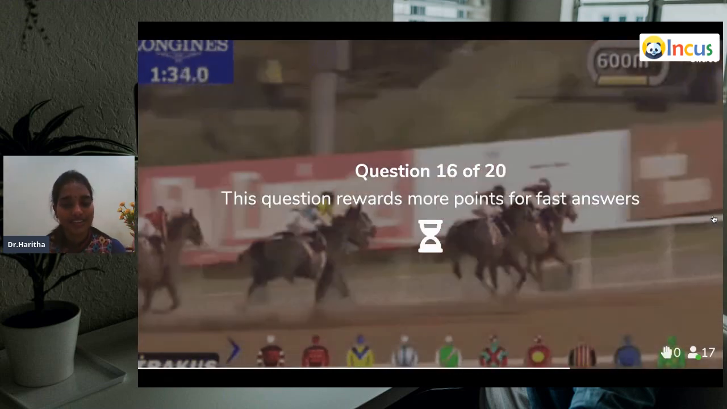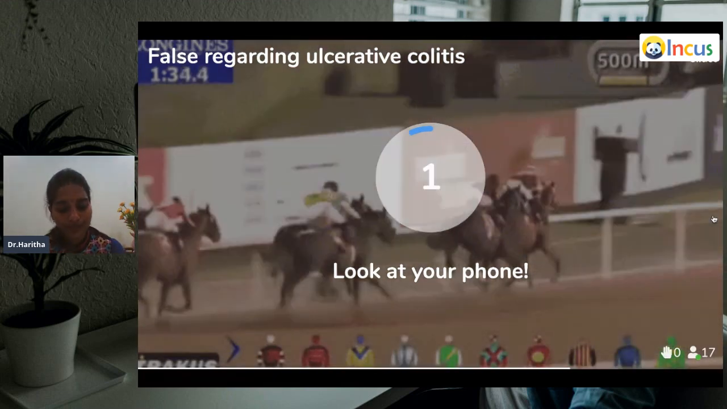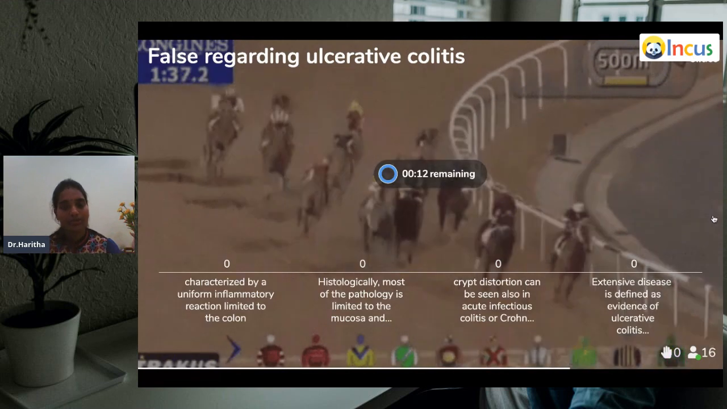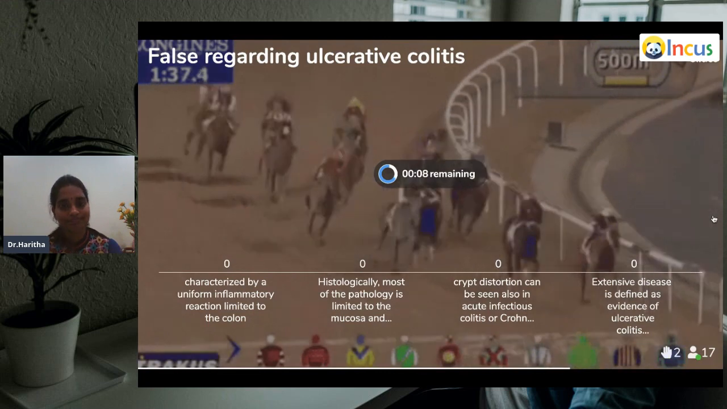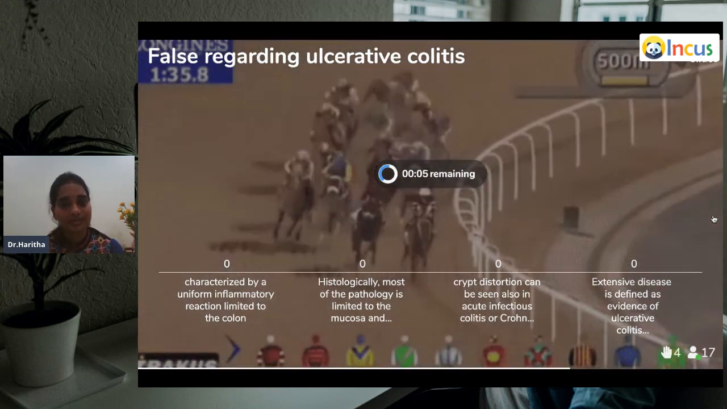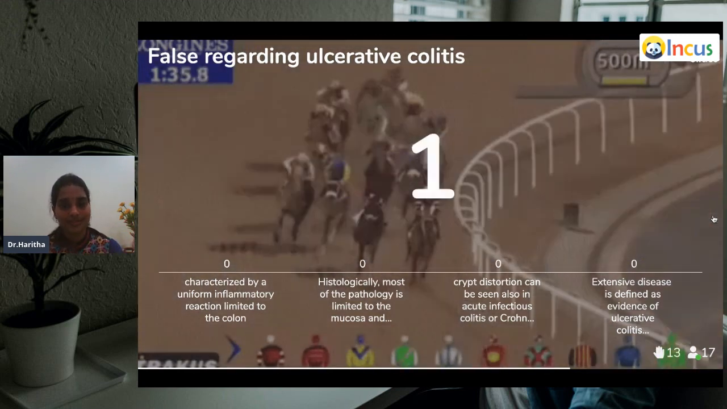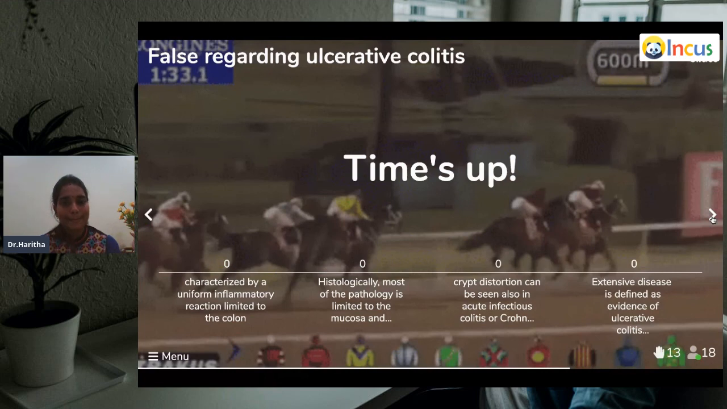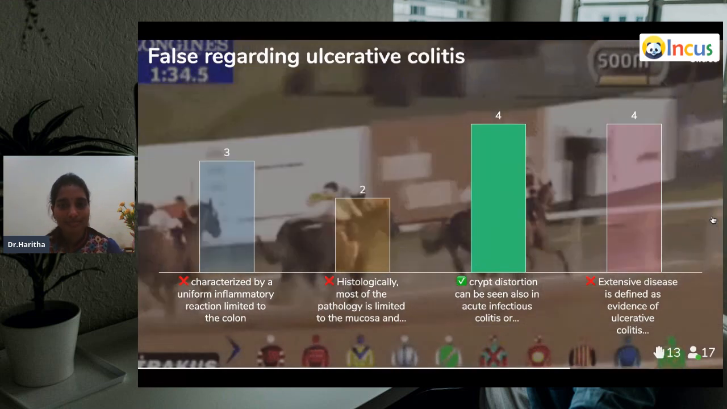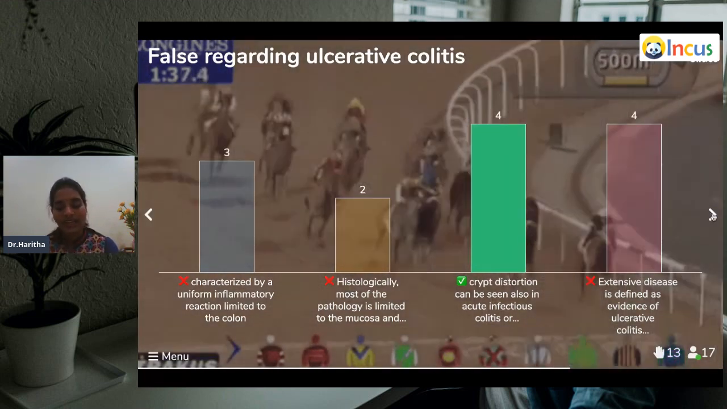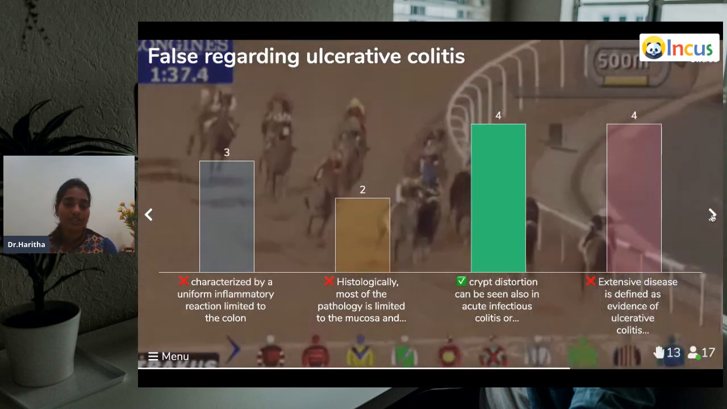Question 16, it's about ulcerative colitis. Think about it. Inflammatory bowel diseases. Time is up. Good, I'm happy. Most of you wrote correctly. Crypt distortion can be seen also in acute infectious colitis or Crohn's disease, which is the wrong answer.